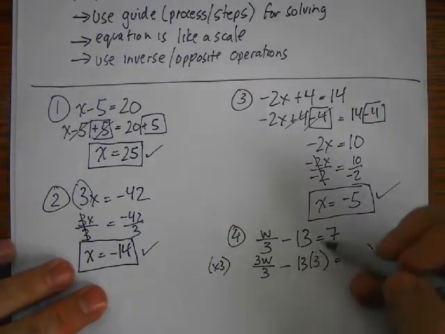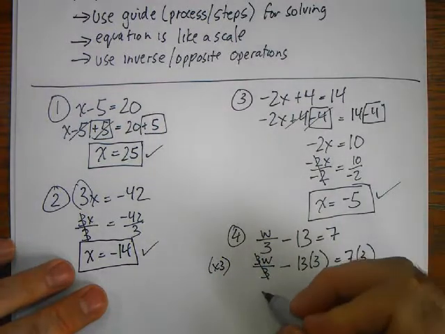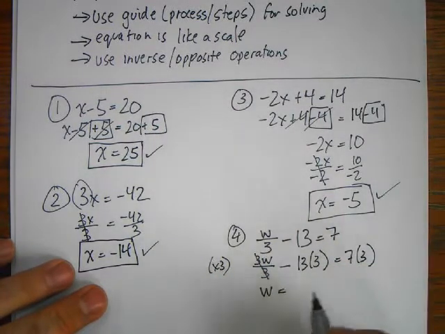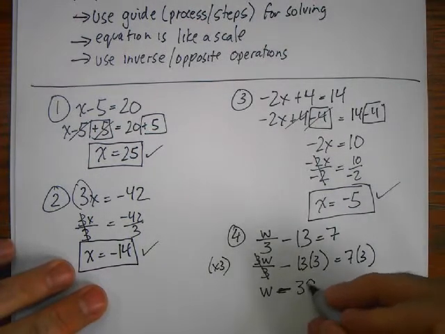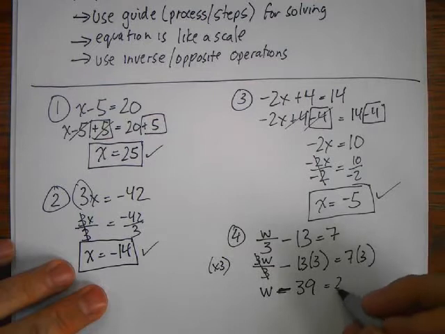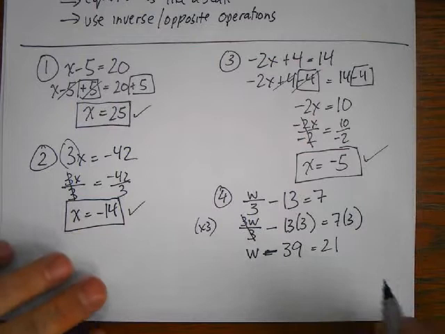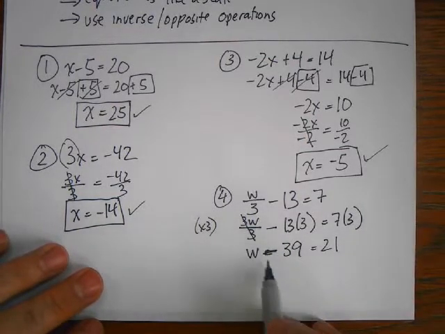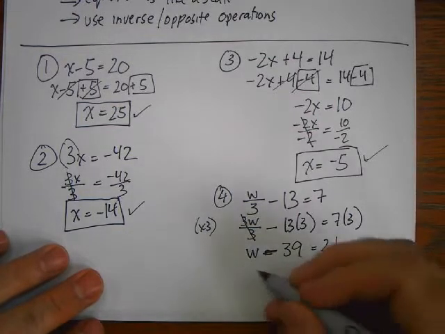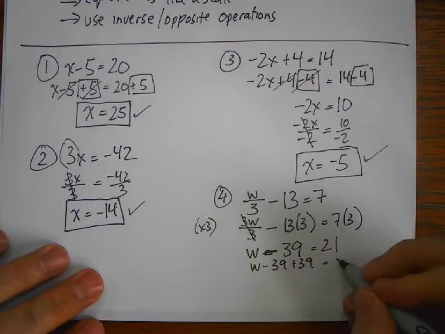So when I simplify this, you can see the 3 divided by 3 is 1, so that just changes to a W. Sorry, that's a minus sign. 13 times 3 is 39. 7 times 3 is 21. So you can see we've nicely gotten rid of the fraction. And now the only thing that's in the way of getting W by itself is this. So we do the opposite of subtracting 39, and that would be adding 39. We do that to both sides.